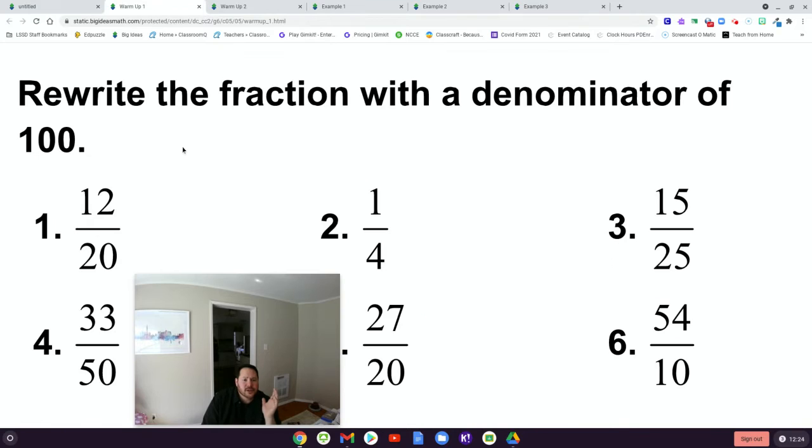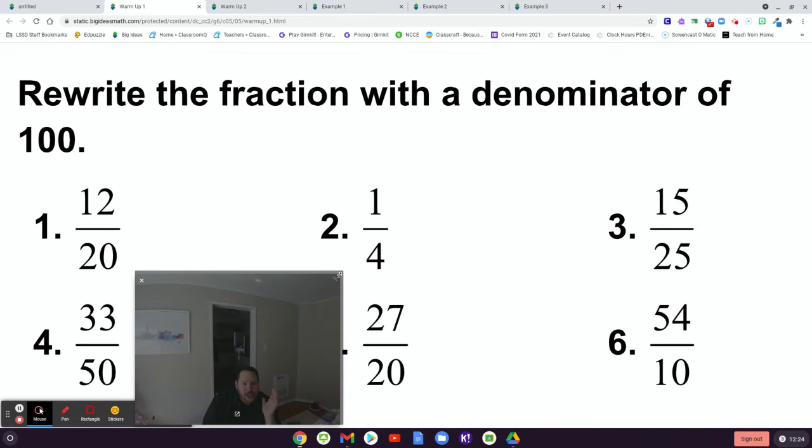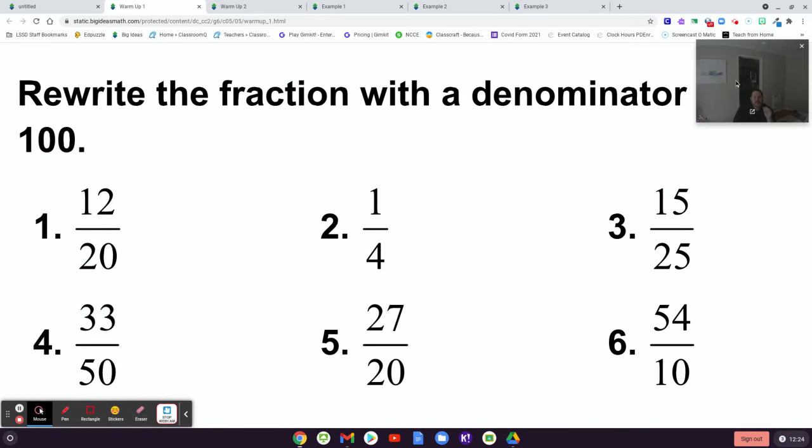All right, so let me make myself smaller here. Okay. So here I'm just going to go through these quickly. You'll be doing some of these when you get to big ideas. So you're going to rewrite these fractions with the denominator of 100. That's the first thing that'll allow us to turn these into percents. So if you have 12 over 20, you can multiply the numerator and denominator by 5 to get 60 over 100. That is the same as 60%.